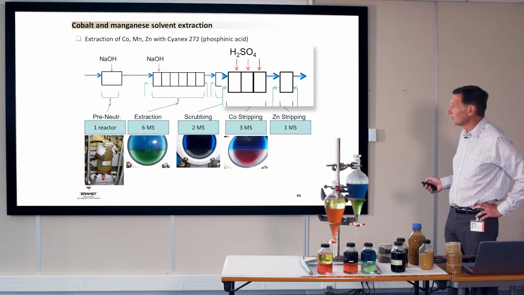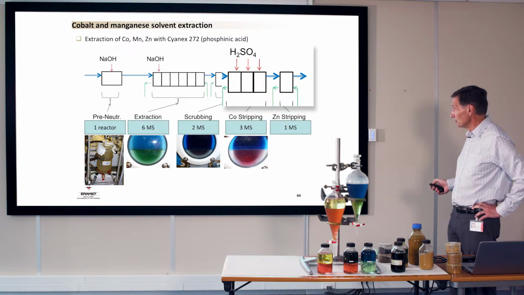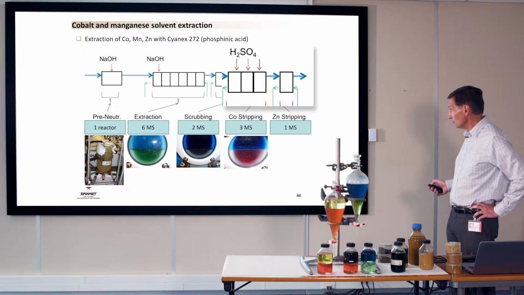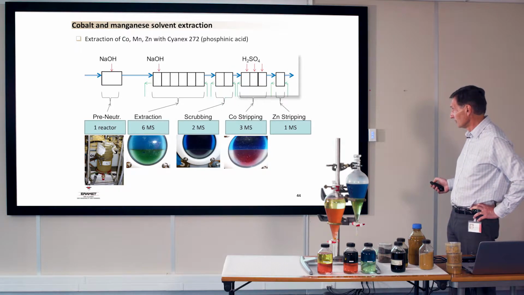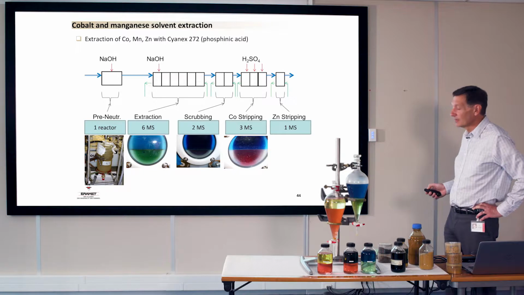And you have a specific recovery of zinc, due to the fact that zinc is very well extracted in the solvent, and you have to use very high acidity to remove the zinc from the solvent. After this last stage of stripping, the solvent is regenerated and is resent to the beginning of the process.